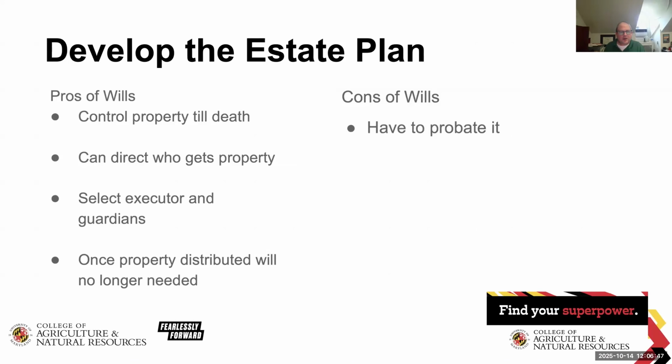So why do people go with wills and why do people go with living trusts? Well, you can see my pros on the side. You get control of the property till death. You can direct who gets the property. You get to select who the executor is and who the guardians are. And once the property is distributed, it goes away.